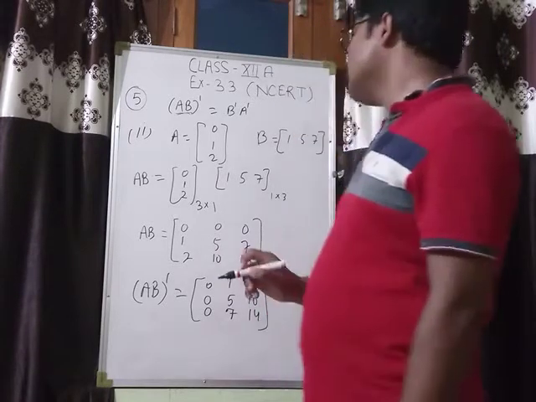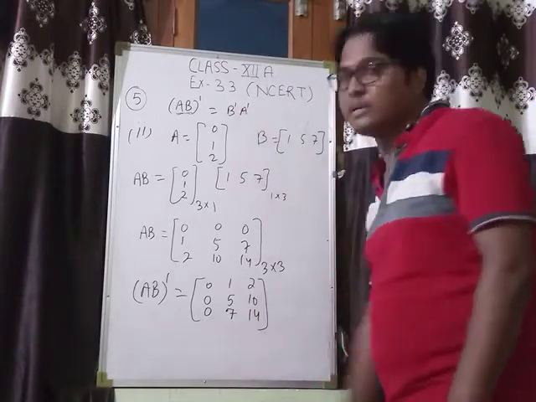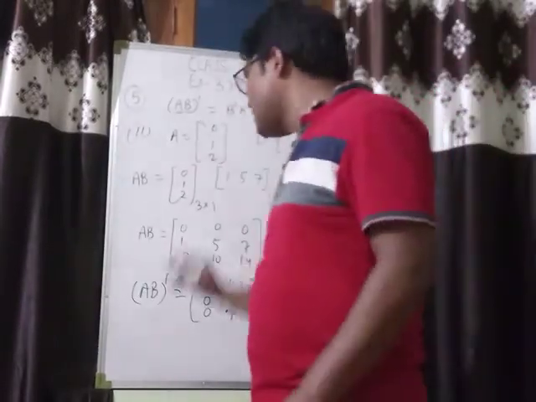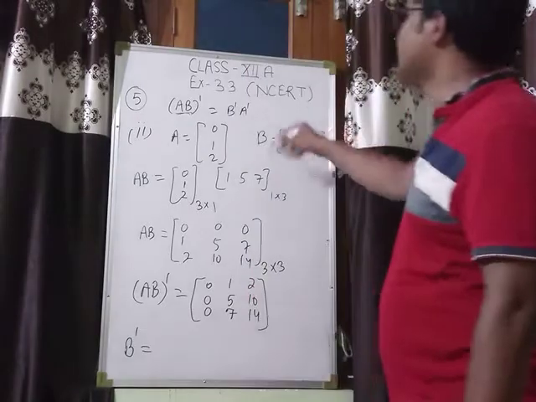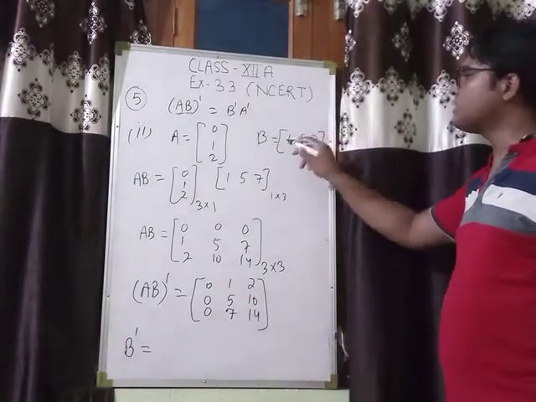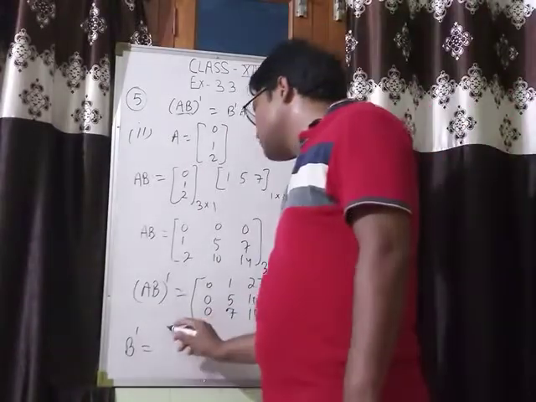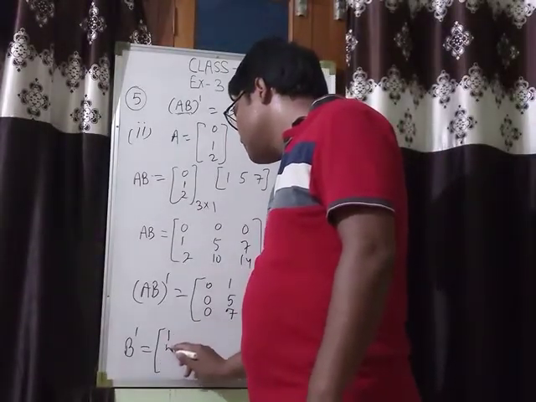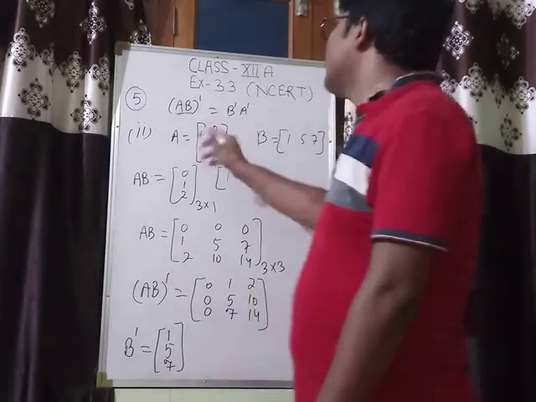Okay. Now see, this is AB transpose. Now find out B transpose and A transpose. After that we will multiply them. So find out B transpose first. This is B. So B transpose, there is only one row, so it will change into a column. So B transpose is 1, 5, 7.